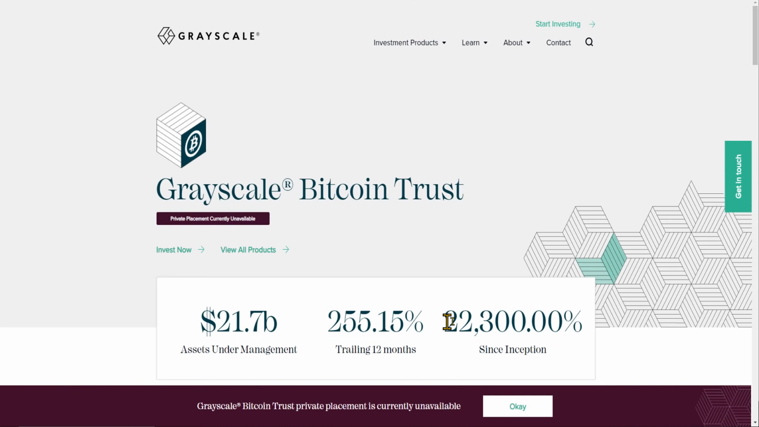Since inception, the Greyscale Bitcoin Trust returned 22,300%. What does that mean? If you manage to put $10,000 into this trust, it would mean that you would get a return of $223 million. Quite impressive, isn't it? This is really what Bitcoin is about. These kind of returns are once in a generation returns, and you are right at the start of this.